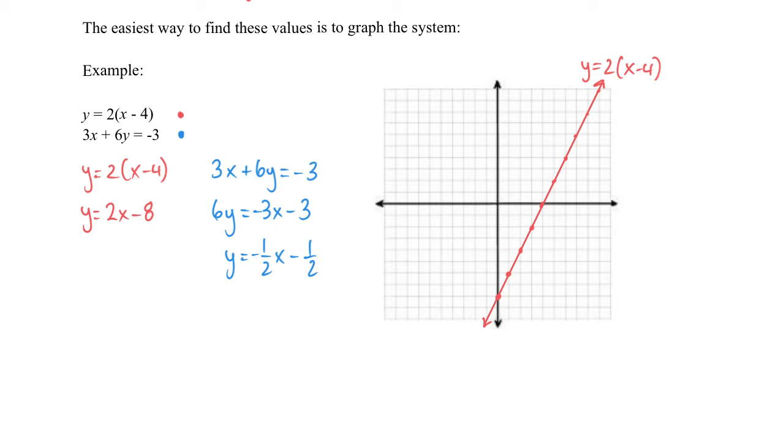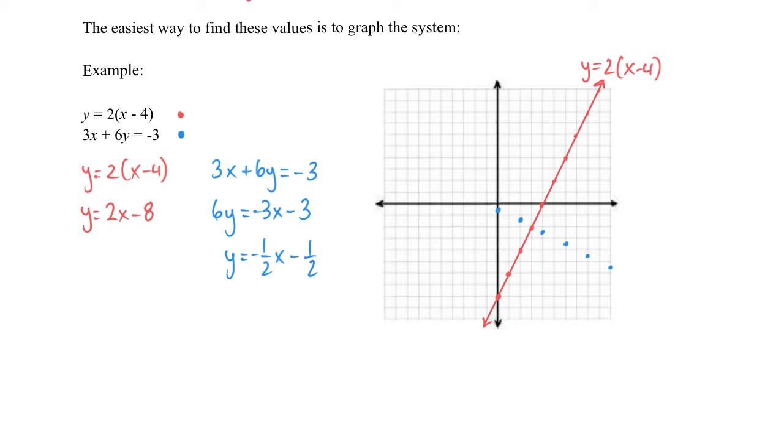Now, this gives us a fraction as a y-intercept, which does happen sometimes. We don't care for it, but it does happen. And we're going to go down 1 and over 2 from there, and then down 1 and over 2 from there, and then down 1 and over 2 from there. Oh, that's a mistake. Down 1 over 2, down 1 over 2, down 1 over 2.